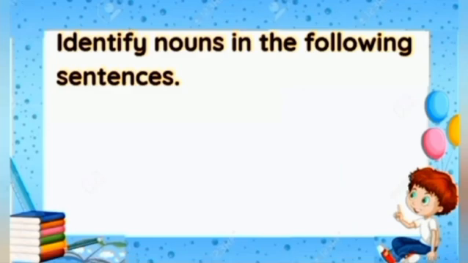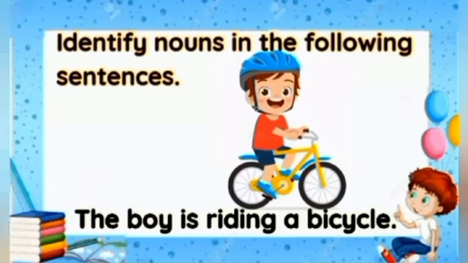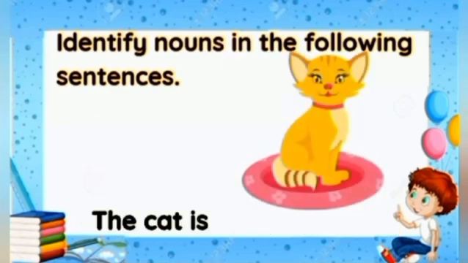Come, let's identify nouns in the following sentences. The boy is riding a bicycle. In this sentence, boy is a person and bicycle is a thing. So we have two nouns in this sentence. One is a person and the other is a thing.